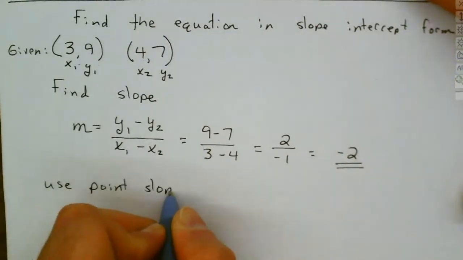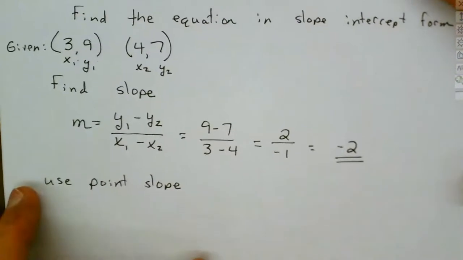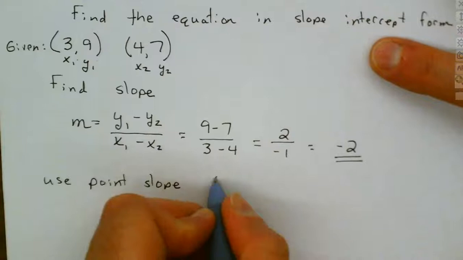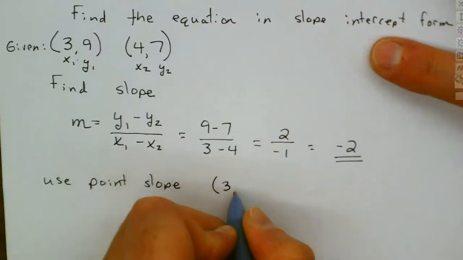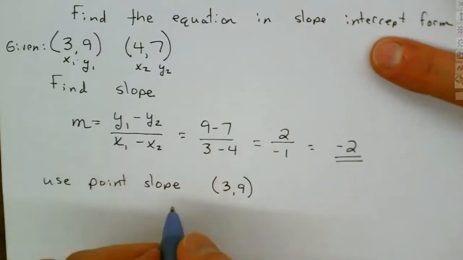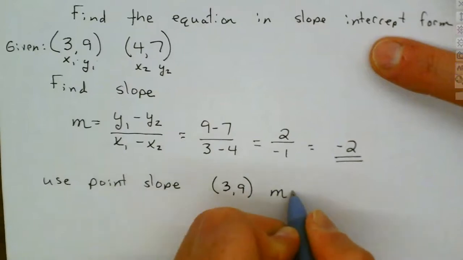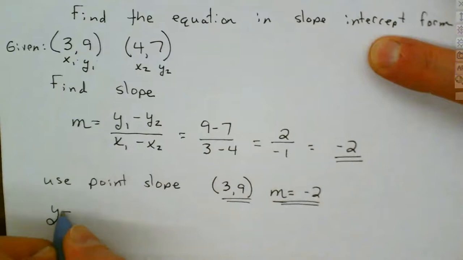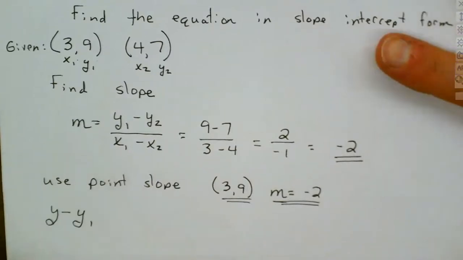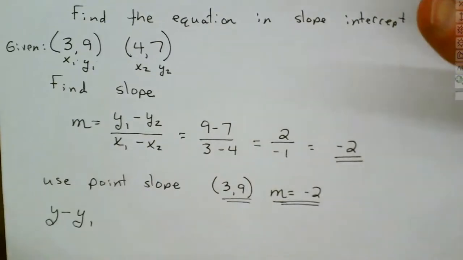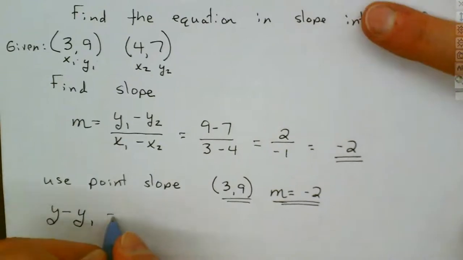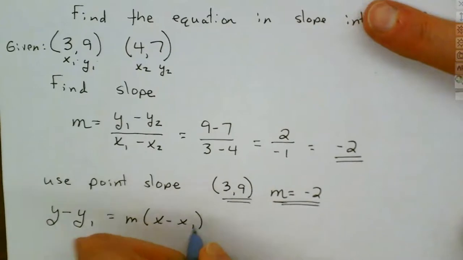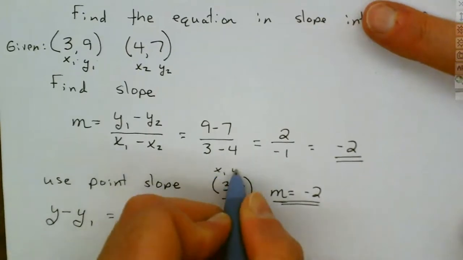Okay, we're going to use the point slope formula. And I'm going to use that first point, 3, 9. And I'm going to use the slope that I found, which was a negative 2. So I'm going to use those two. And I'm going to use it in my point slope formula, which is y minus y1 equals m times x minus your x1. And there's x1 and y1.